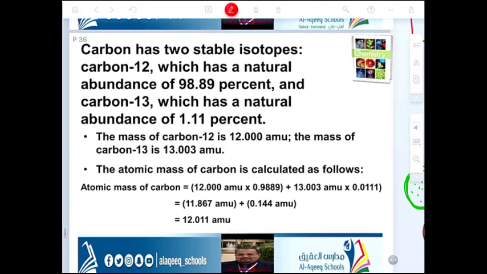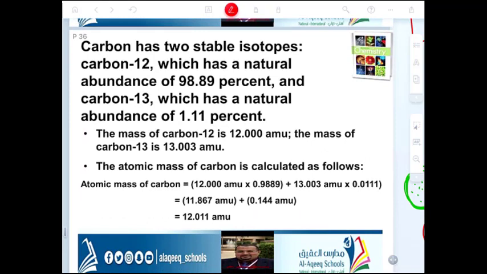Look at this method and you will see how we can deal with that case. If we have carbon, and carbon has 2 stable isotopes, carbon-12 and carbon-13. Carbon-12 has a natural abundance of 98.89%, and carbon-13 has an abundance of 1.11%. You will do these steps with me.